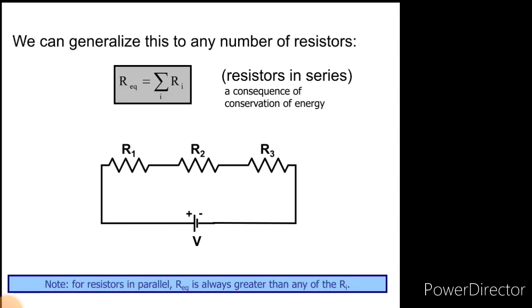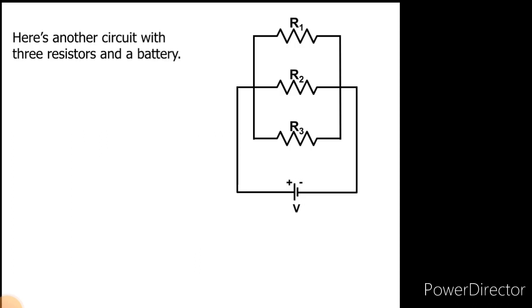We can generalize this to any number of resistors. Req is equal to the summation of individual resistances. Now, here's another circuit with three resistors and a battery. Okay, as you can see, this is connected in parallel. So there are three paths na pwedeng pasukan ng ating current.